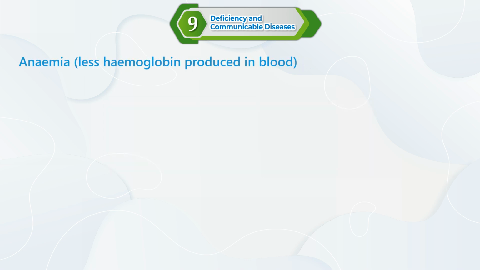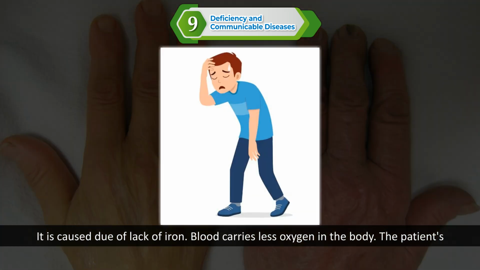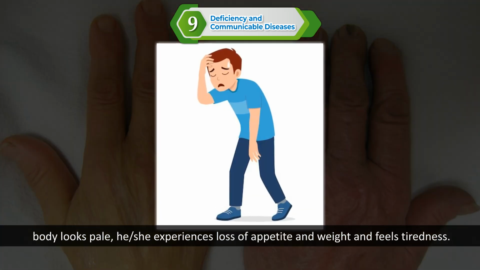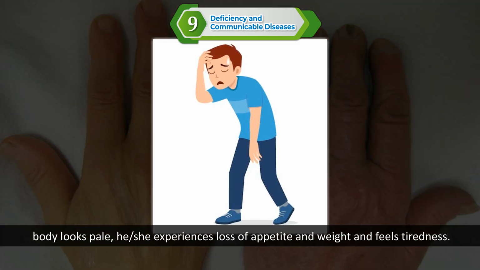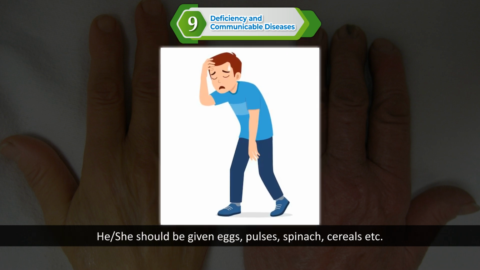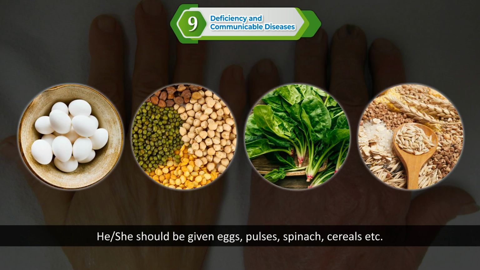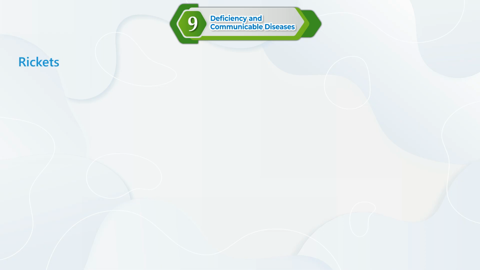Anemia. Less hemoglobin produced in blood. It is caused due to lack of iron. Blood carries less oxygen in the body. The patient's body looks pale. He or she experiences loss of appetite and weight and feels tiredness. He or she should be given eggs, pulses, spinach, cereals, etc.